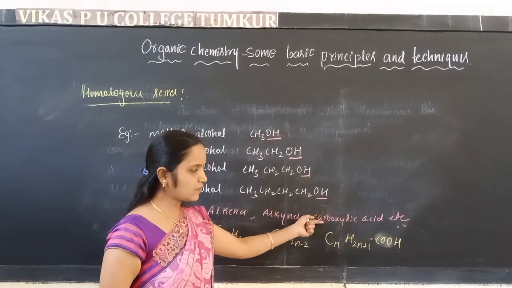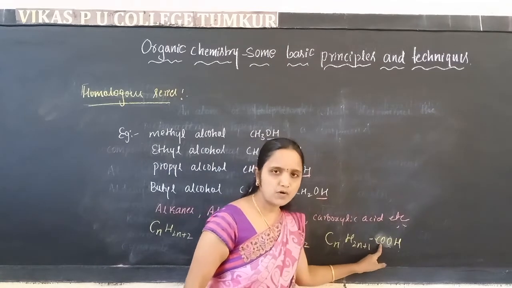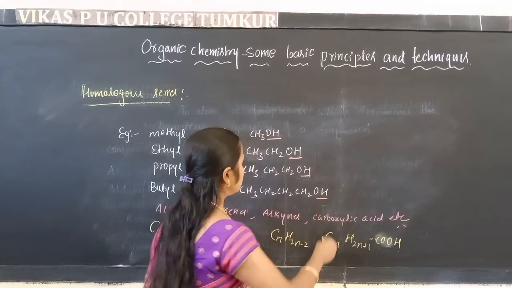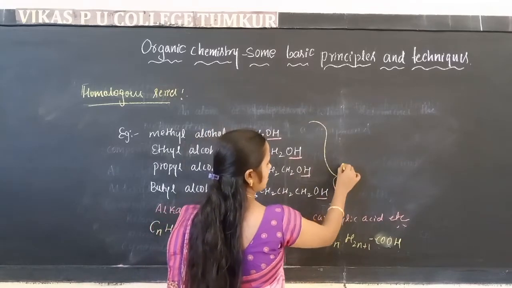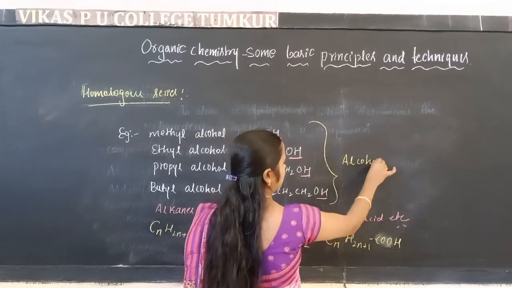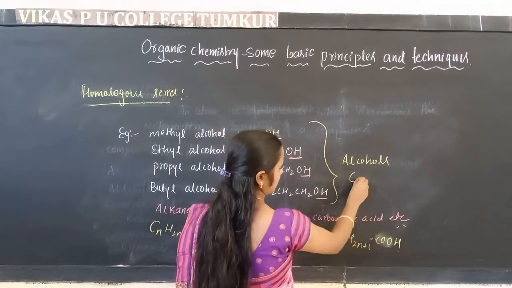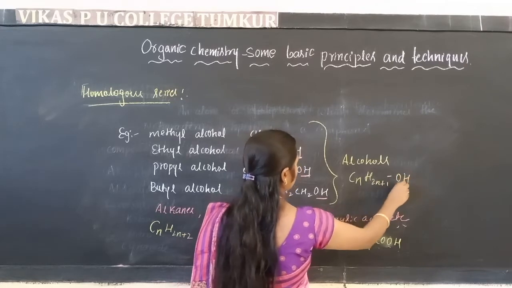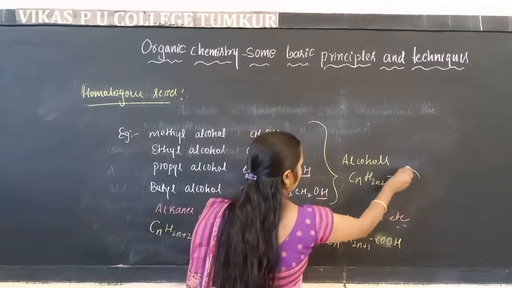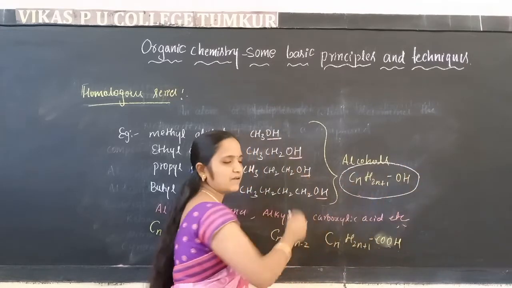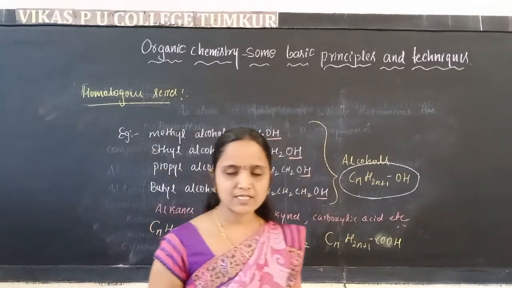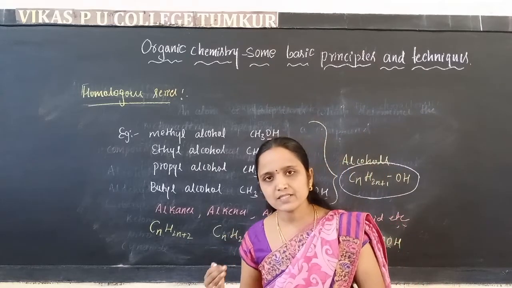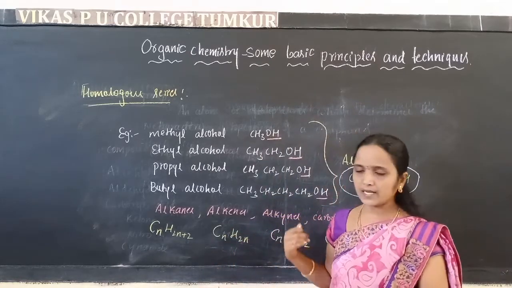Suppose for alcohols, we take OH instead of COOH. These are the homologous series of alcohols. For this we can write the general molecular formula as CnH2n plus 1 OH. This is the general molecular formula for the alcohols. This is one of the characteristics of the homologous series: the members possess the same general molecular formula.